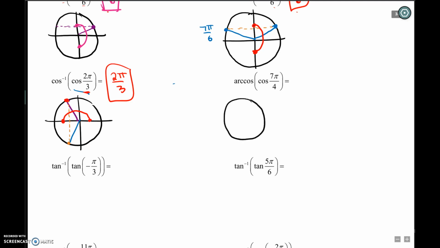But I draw the pictures for all of them. That's the way I roll. 7 pi/4. 1, 2, 3, 4, 5, 6. So 7 pi/4 is down here. That's this one. We're taking the cosine of it, so it's going to give me an x-coordinate. Well, there's another spot up here where the cosine has that same x-coordinate, that same ratio. Now, when I take the arccosine of that ratio, it is not going to give me this one. It's going to give me the one from 0 to pi, sorry. So the answer is pi/4.